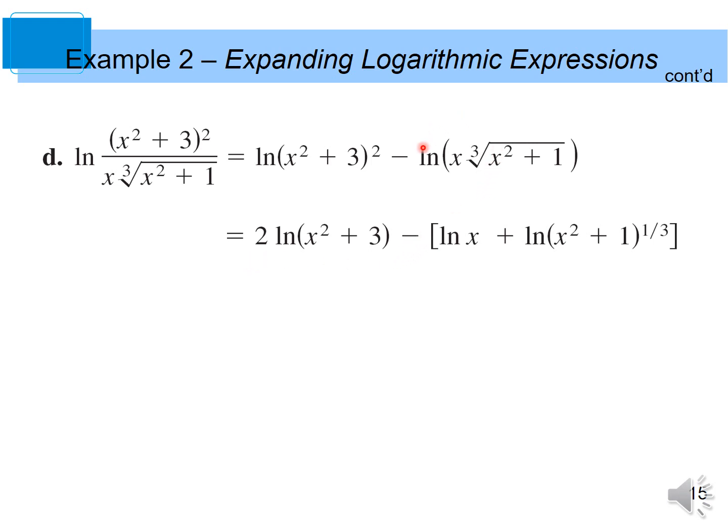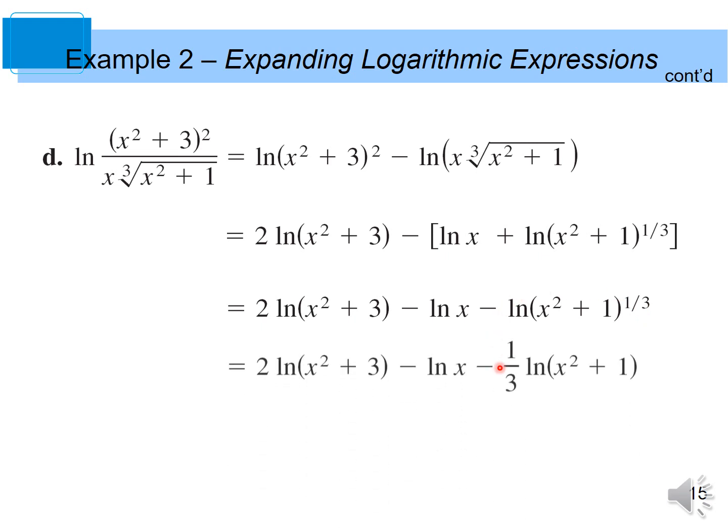And for the second property, you can see the input of this function is in product form. They are in the product form, so you convert into plus. Use the second property and expand into negative. And the last term has power 1/3, so we can use the third property and move the power to the front.